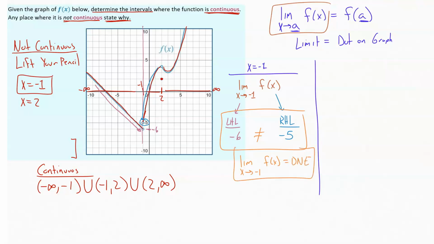Well, if the limit doesn't exist, you've failed the first part of your limit definition for continuity here. So we know that x equals -1, it's not continuous there because the limit did not exist there.